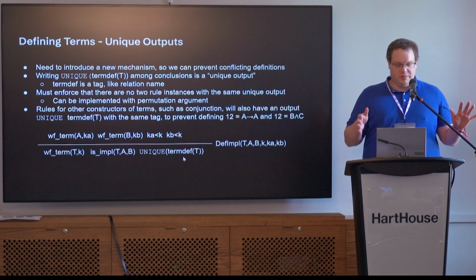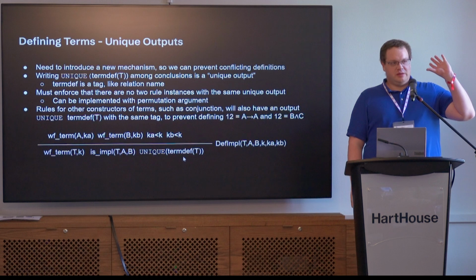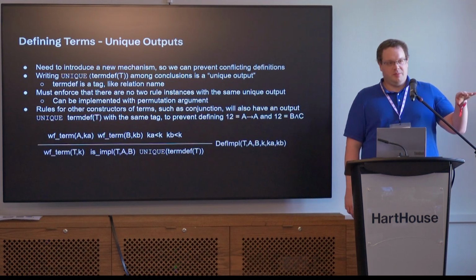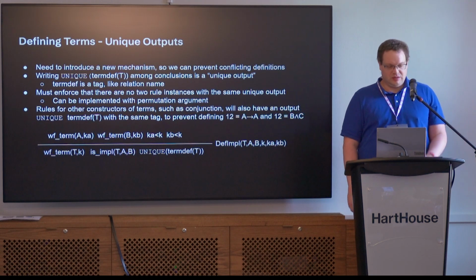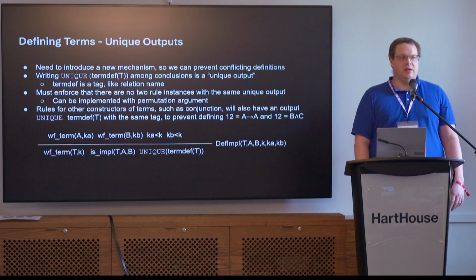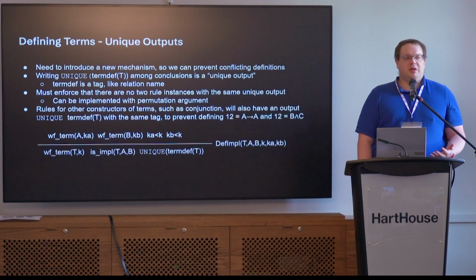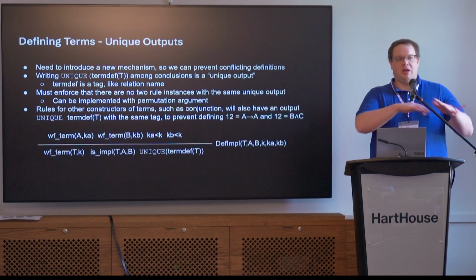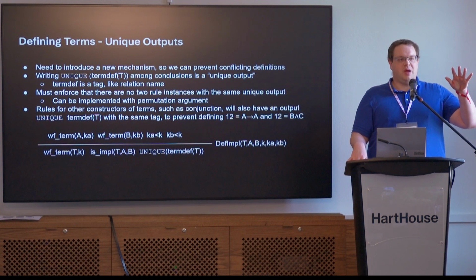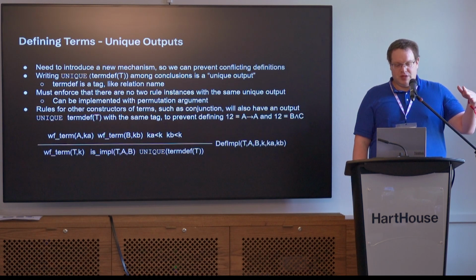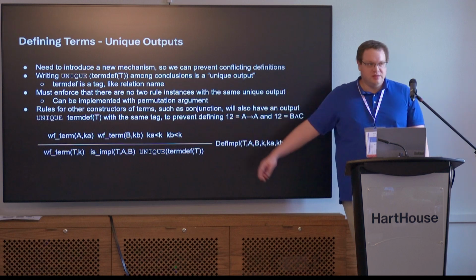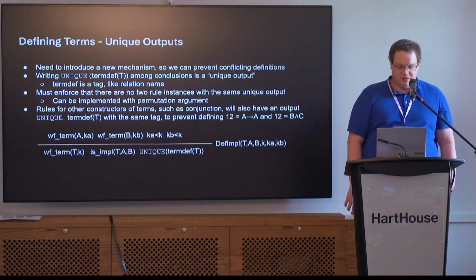And then when you're checking the proof, you need to check not just that the rules are well formed and all of the hypotheses are satisfied. You also need to check that there are no duplicates of these unique things. And this can be enforced with the permutation argument. You gather up all these tags, sorted by the tag and then sorted by the number, and make sure that no neighbors are equal.